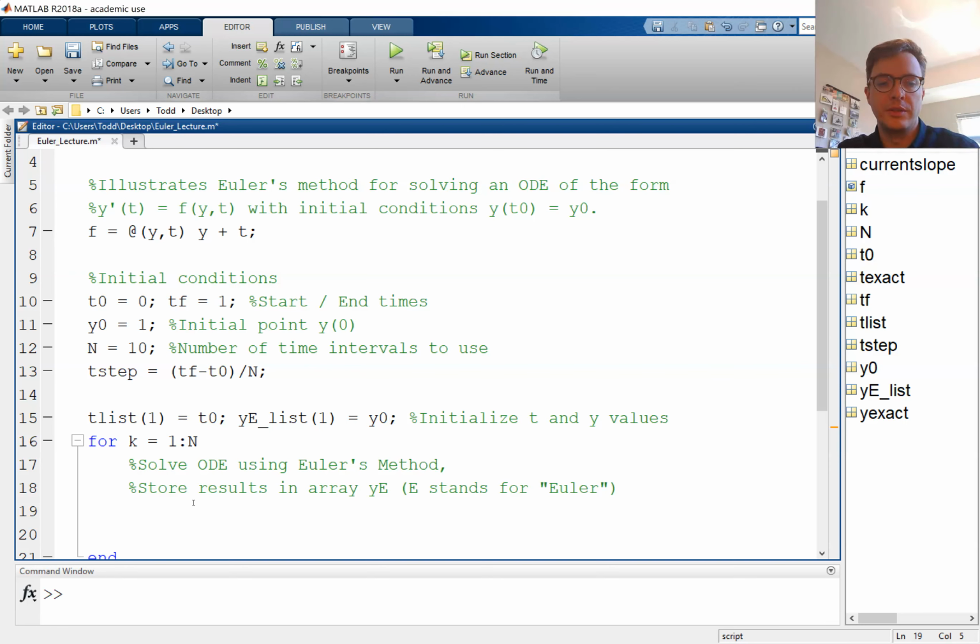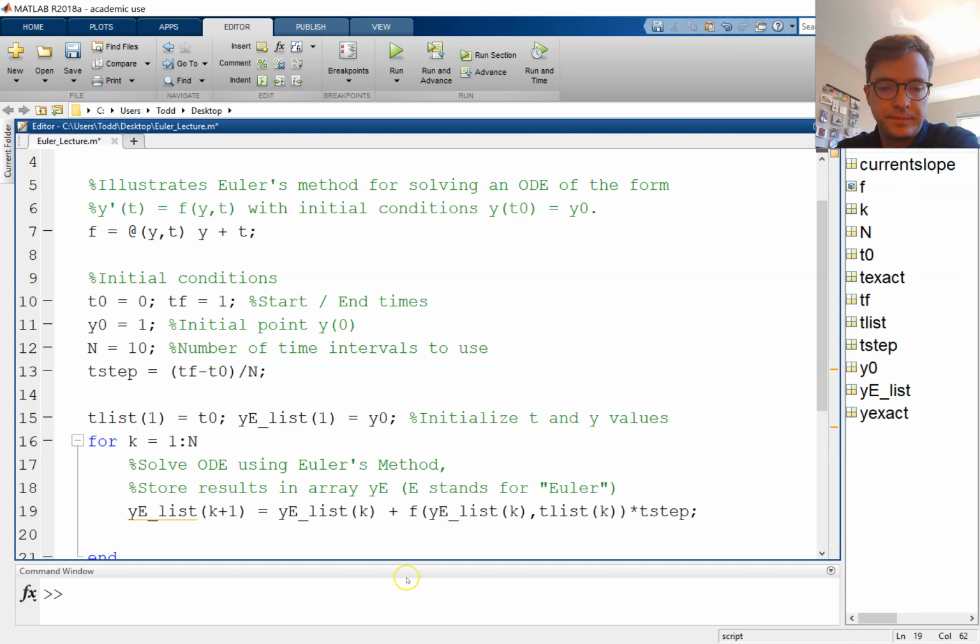So what does Euler's method tell us to do? To find the next y point, ye list of k plus 1. So that's the next one, right? The first time through k is 1, so I'm finding the second point when I come through the loop the first time. The second time through the loop k is 2, so I'm finding the third point. So I'm always finding the next point here, which is equal to the previous point, ye list of k, plus the slope, which is found from this function f of ye list of k, t list of k, times this time step, which I'm calling t step. That's delta t.